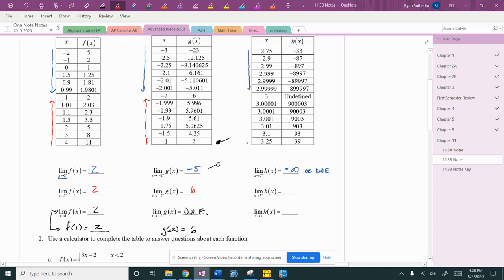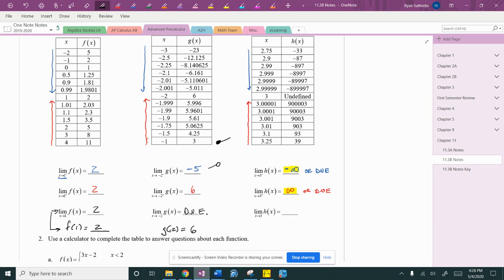So I start at 3.25 and I get closer and closer to 3. And notice these values are getting larger and larger and larger. So this is going to positive infinity. Again, I would be okay if you write does not exist. I think for one-sided limits, I like to use the negative infinity because it tells you kind of what the graph would look like if you were asked to sketch.